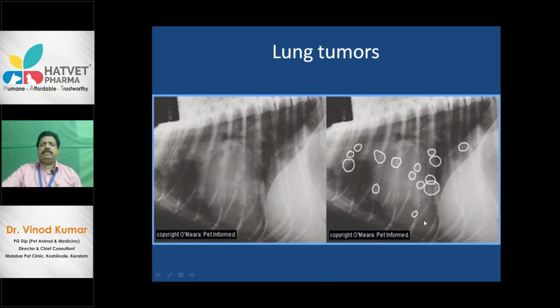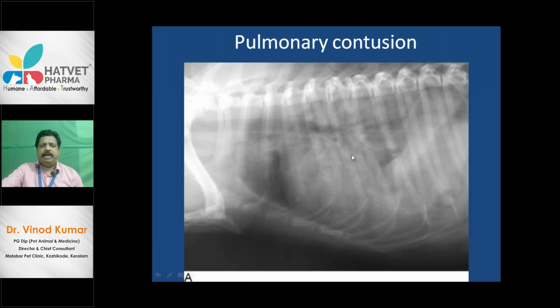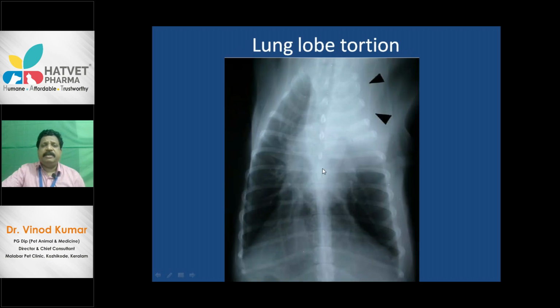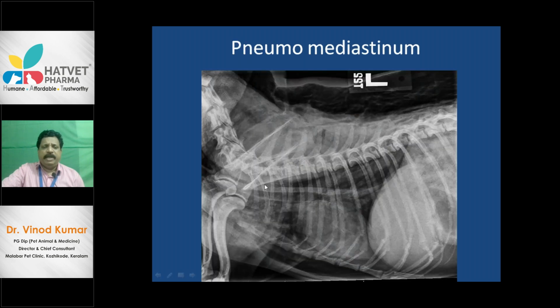These are lung tumors. Pulmonary contusion, it is a very serious condition. Don't give any fluid in this condition. Lung lobe torsion, it is also very serious. It is a surgical condition. The typicality of pneumomediastinum is that the mediastinal organs can be clearly seen. You can see the trachea, you can see the esophagus. All these things can be clearly differentiated and seen. That is a typicality. You can see the pneumomediastinum.